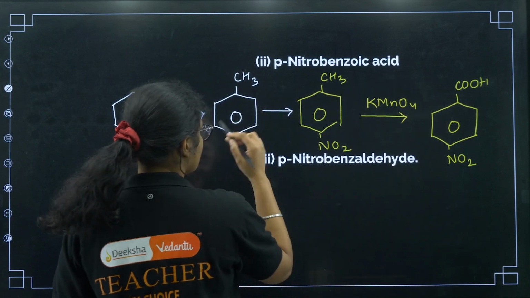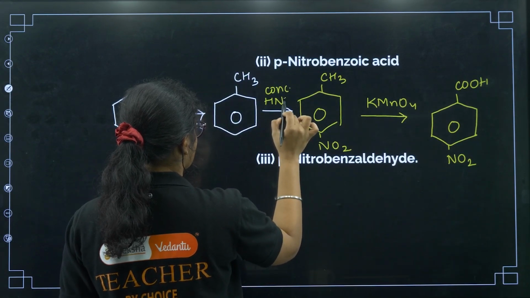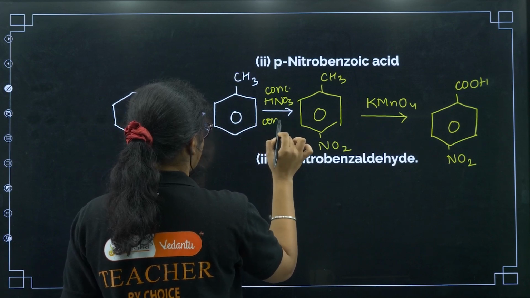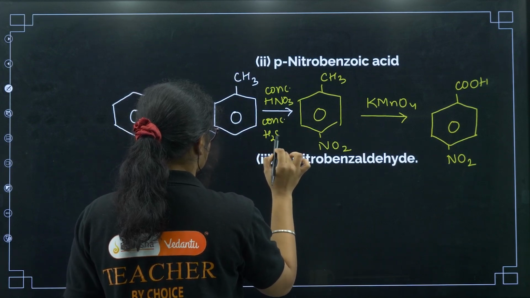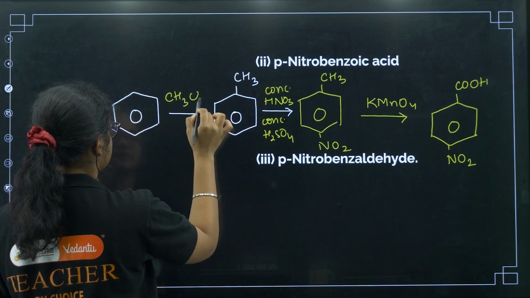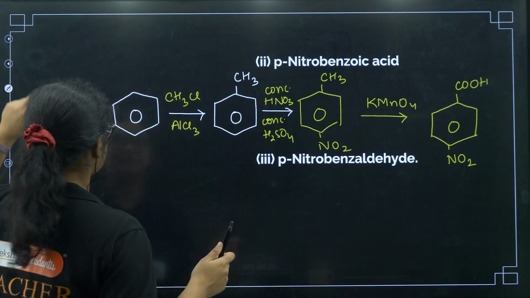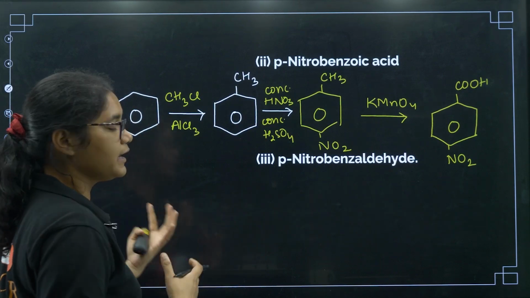Okay, so here what is there? Concentrated HNO3, okay, and concentrated H2SO4. Okay, and here what you will get? CH3Cl, AlCl3. Okay, let us see the next question here.